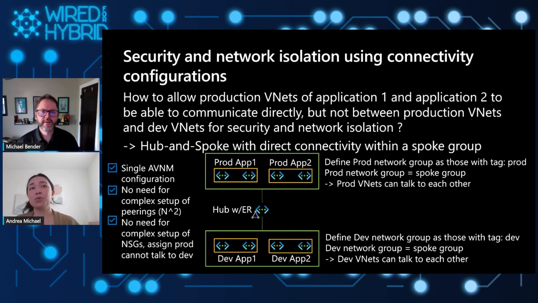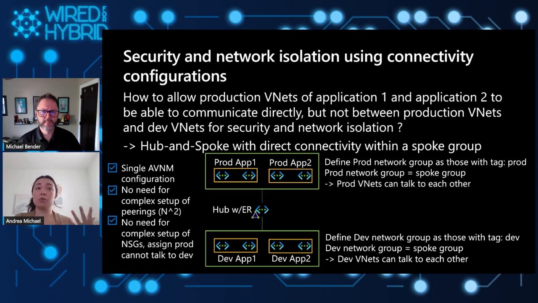Yeah. So one example of how you can use a hub and spoke, especially with direct connectivity. And again, that direct connectivity piece is still in public preview, but hub and spoke itself is in GA. Let's say you wanted to connect all of your production VNets to some hub VNet, which had an ExpressRoute gateway. And maybe you also have a bunch of dev VNets. You also would like to use the same hub VNet just for simplicity of the whole topology. And so what you can do is you can build with AVNM a hub and spoke topology with direct connectivity.